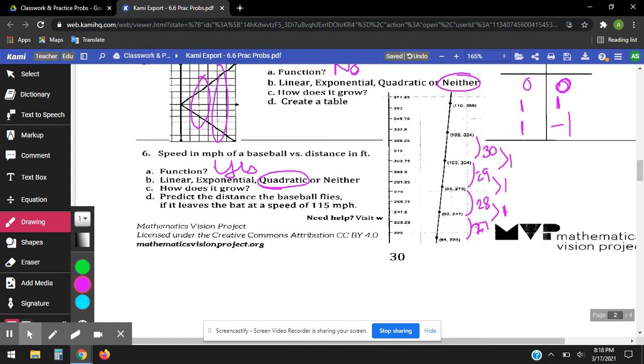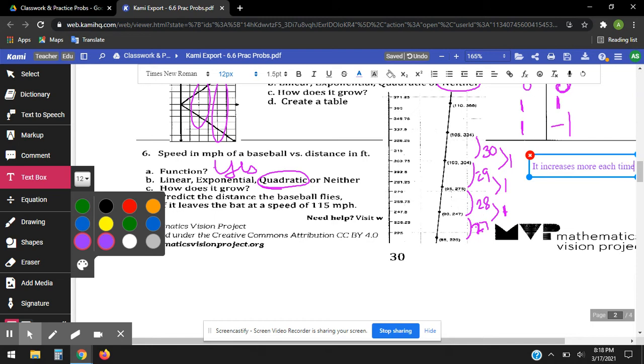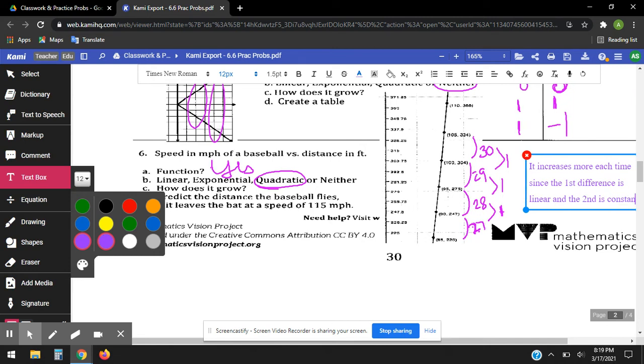How does it grow? Well, I don't really have much space over here. I'm going to type it over here on this side. So its growth increases more each time, since the first difference is linear and the second is constant.